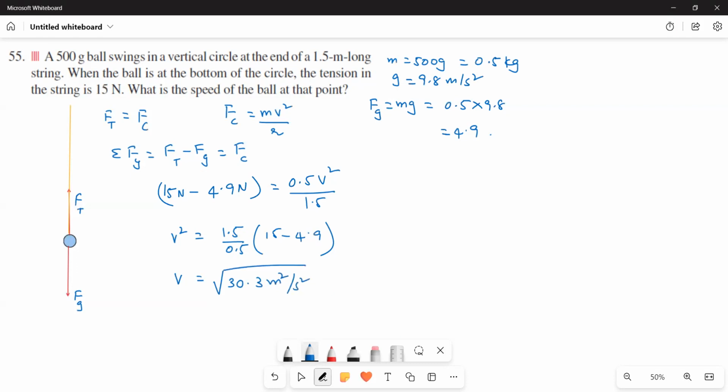Just a moment. Yeah, and then v, therefore v is equal to 5.5 meters per second. Am I right? Yeah. This is the answer for this question.